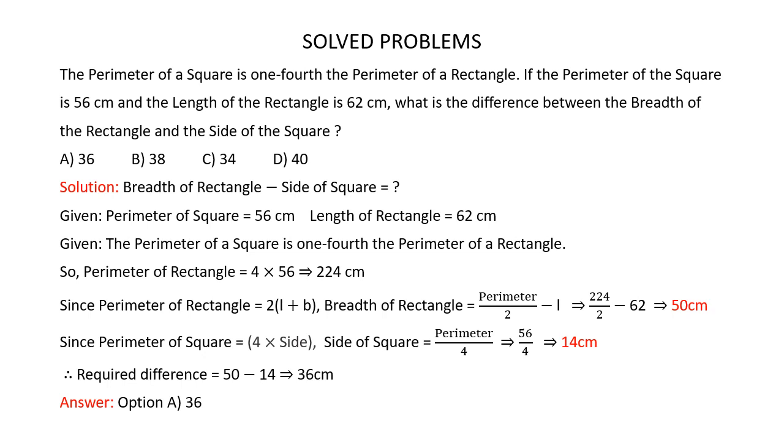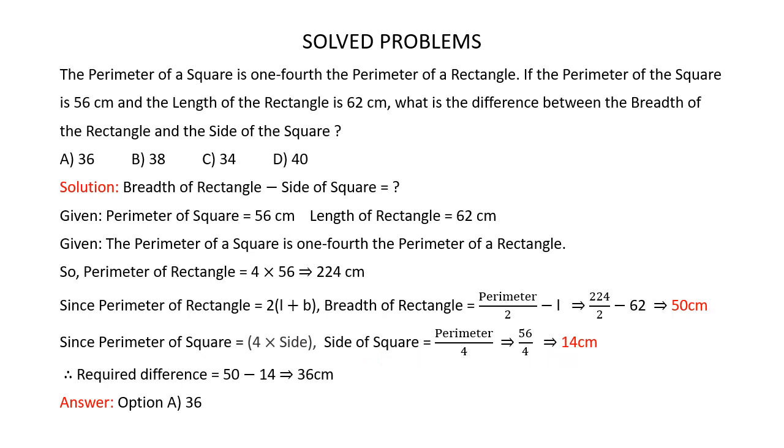Now we know that the perimeter of a square is equal to 4 multiplied by the side of the square, which means side of the square is equal to perimeter divided by 4. Now perimeter of the square is given as 56 centimeters. So substituting the value of the perimeter of the square in this equation here, we get side of the square is equal to 56 divided by 4, which is nothing but 14 centimeters. So side of the square is 14 centimeters.